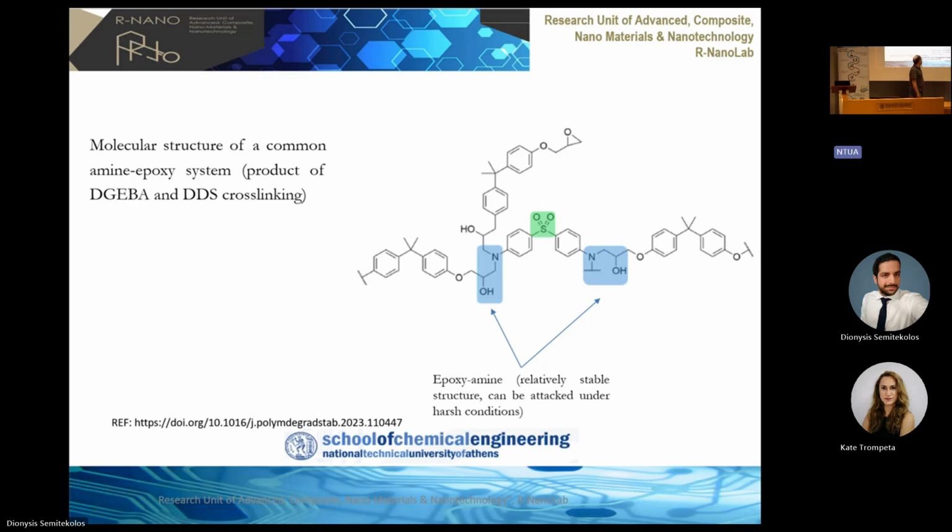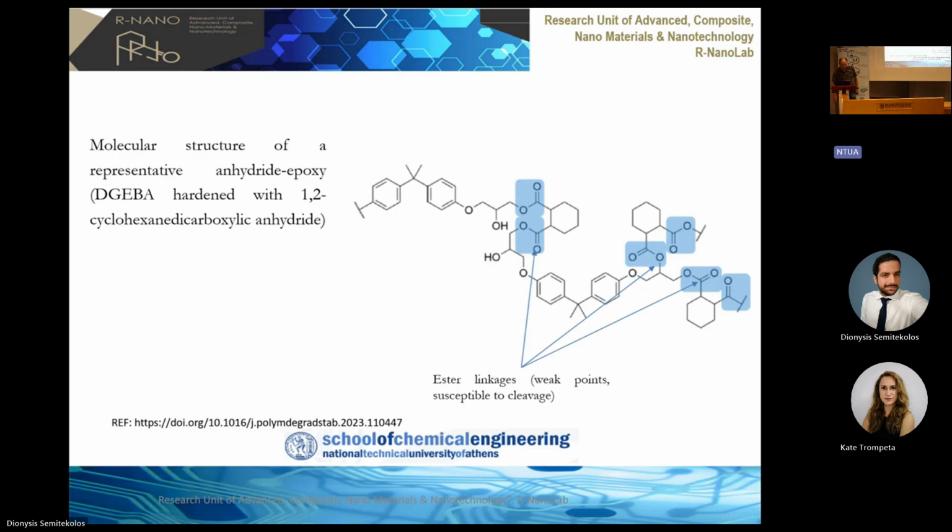In our case, the most probable reason that this matrix is dissolved is the attack of the formic acid, which is acidic, reacting with the amine, which is a base. So we have something like a neutralization reaction, leading to the opening of this bond and actually creating smaller and smaller parts in the solution.